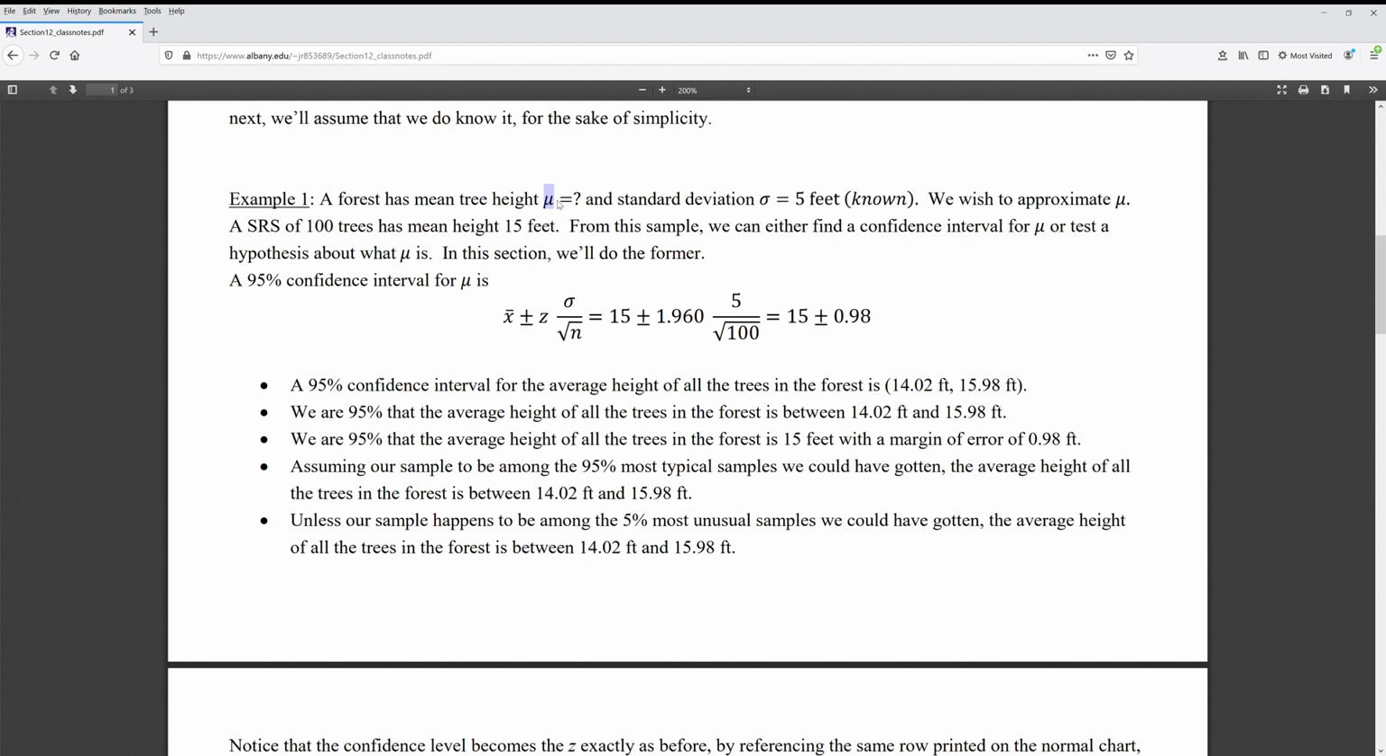Remember, mu is what it is. It can't be other than it is. There's nothing random about it, only unknown. What was random is what we're working with. But assuming the sample was among the 95% most typical we could have gotten, the walls that sample generates will contain the truth. The flip side of that is, unless our sample happens to be among the 5% most unusual, the 5% in the tails, 2.5 either way. Unless that's the case, then the truth is between the walls.